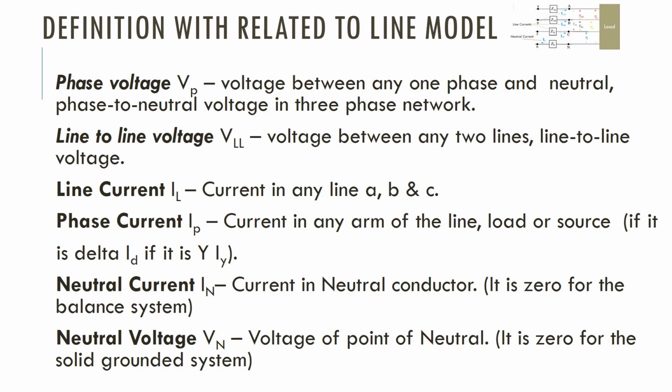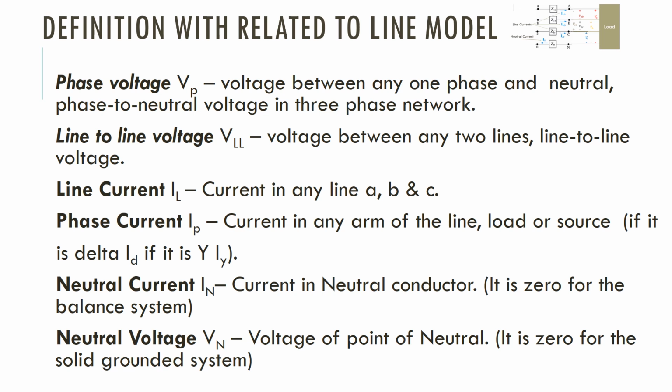Okay, so we will see some definitions with the line model. Phase voltage is the voltage between any one phase and neutral, or we can say phase to neutral voltage in a three-phase network. Line to line voltage is the voltage between any two lines. Actually, it is known as line to line voltage.